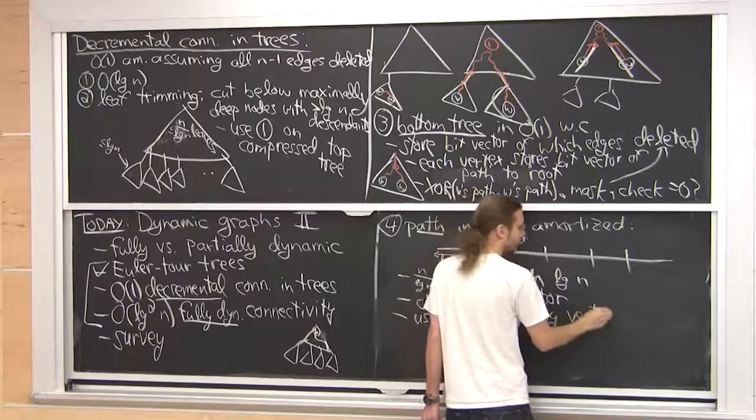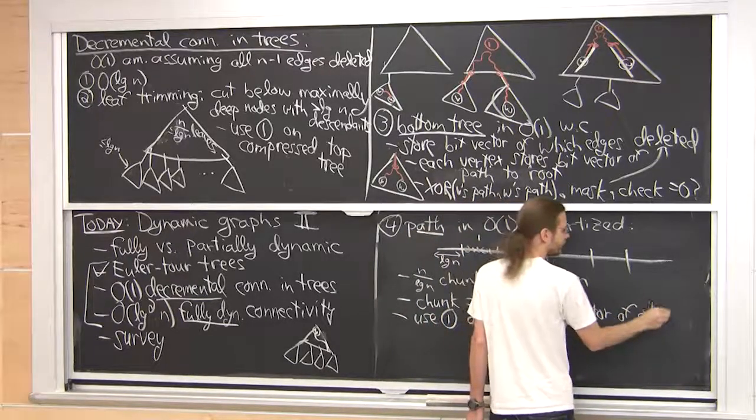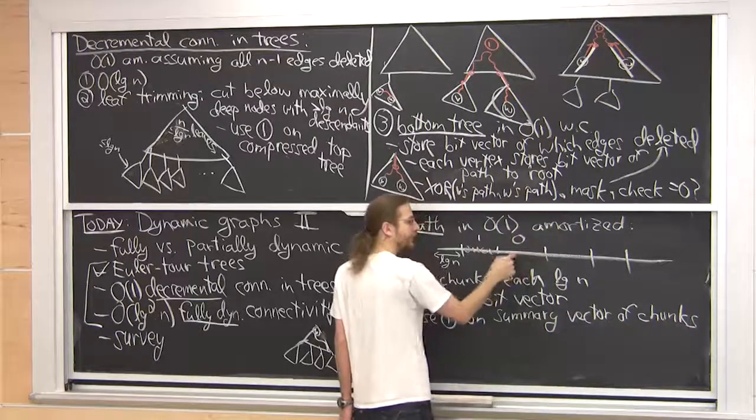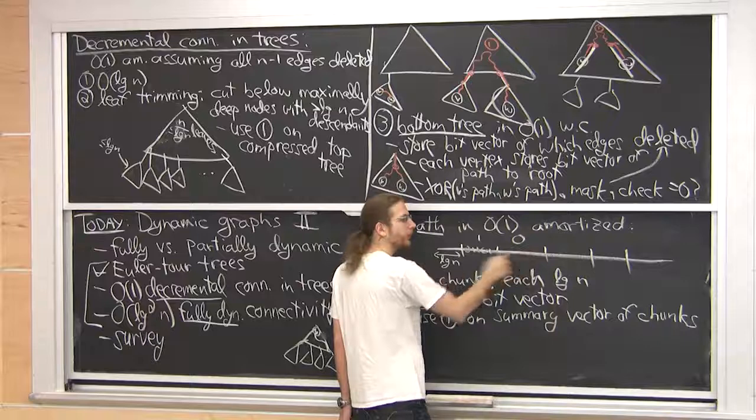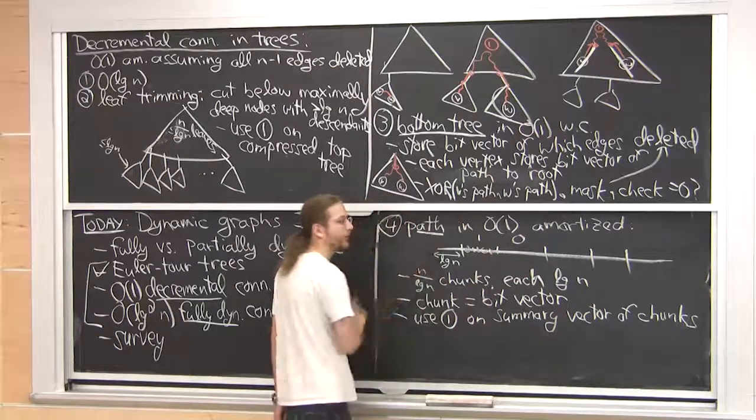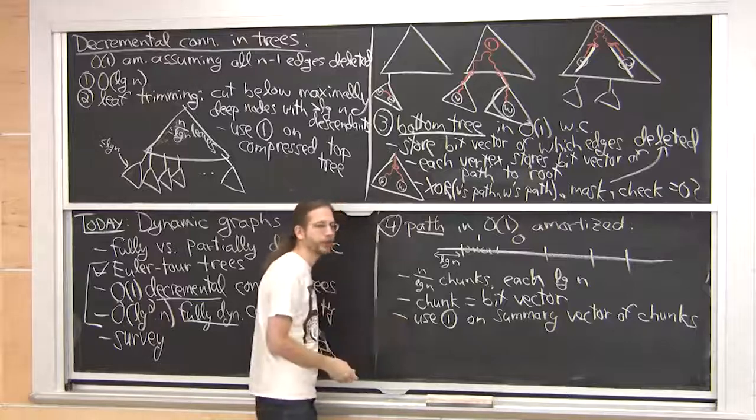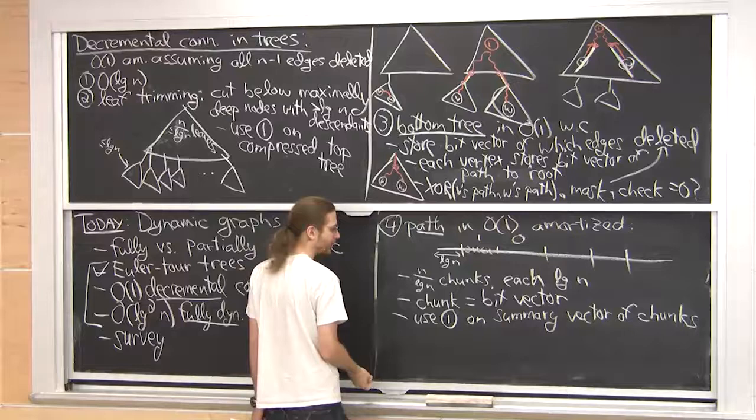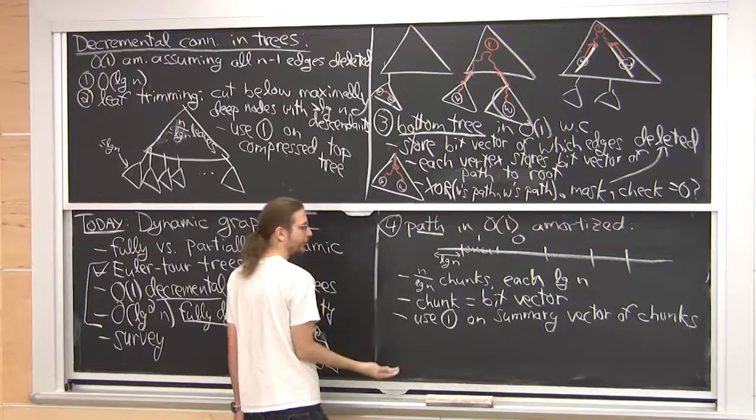vector of chunks, because again, the first time I set one of the bits in here, I have to do an update up here, but only then. Once it's been done once, I don't have to update again. So there'll only be n over log n updates, so I can afford log n per update. It'll still be linear time total, constant per operation, amortized. So this is my solution.